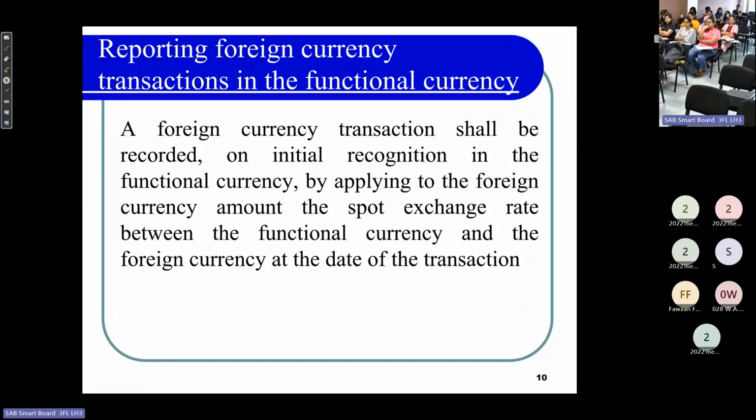Foreign currency transactions shall be recorded on initial recognition in the functional currency by applying to the foreign currency amount the spot rate between the functional currency and the foreign currency at the date of transaction. In transaction date spot rate, you should use that particular exchange rate and apply it to the foreign currency. Then you would be getting the functional currency. That's what we did. Okay.